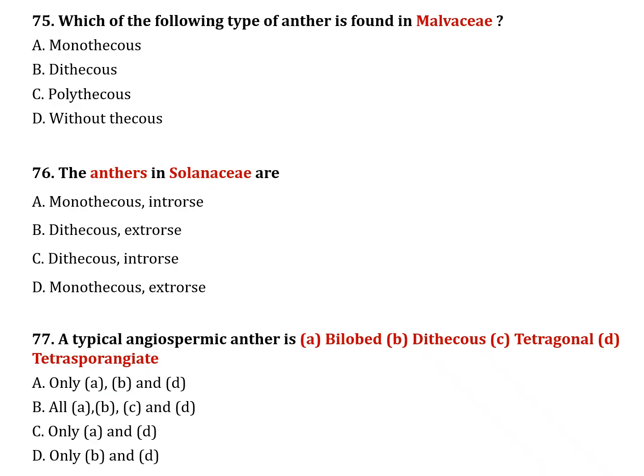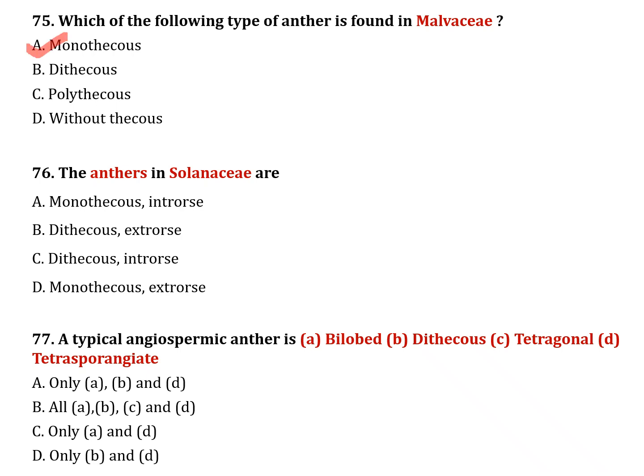The next question, number 75. Which of the following types of anther is found in Malvaceae? Option A, monothecous; option B, dithecous; option C, polythecous; option D, without thecae. The correct answer is option A, monothecous.